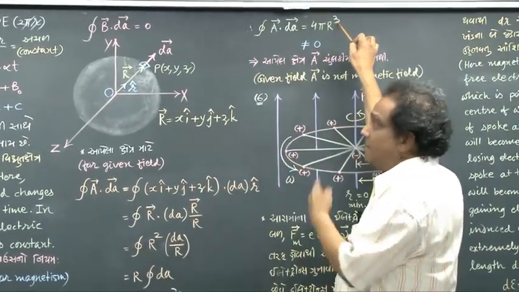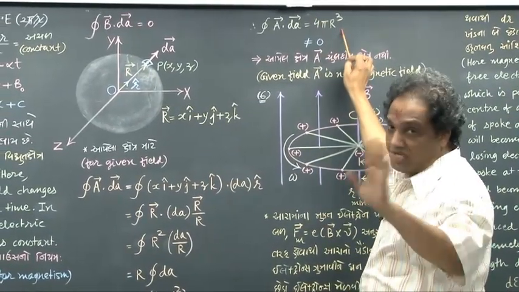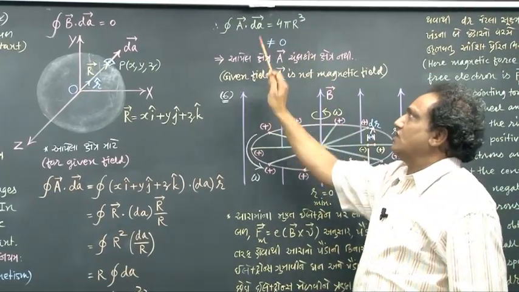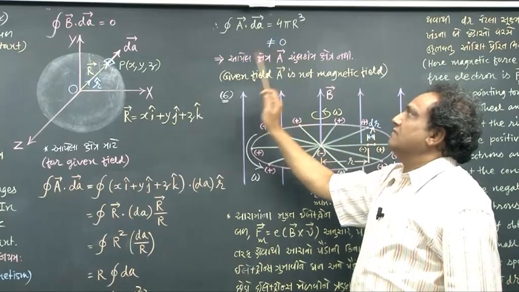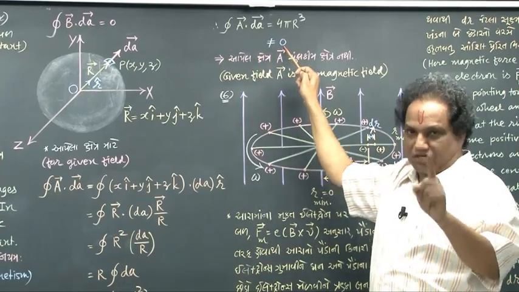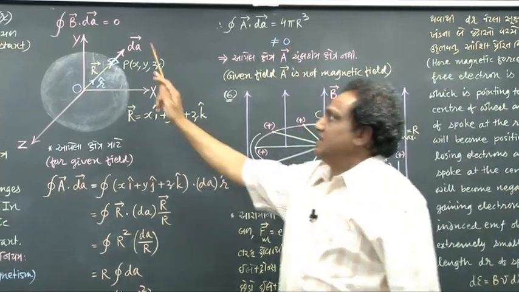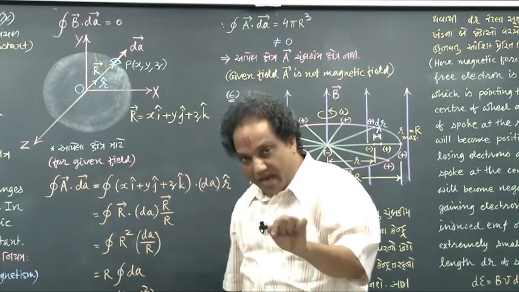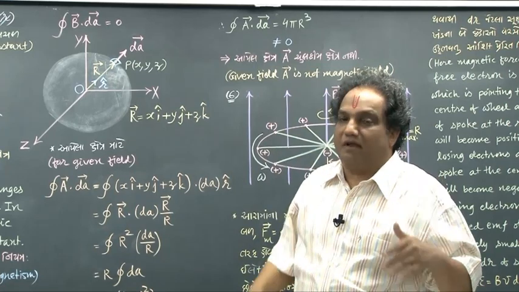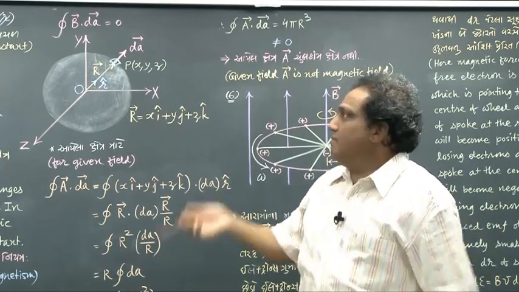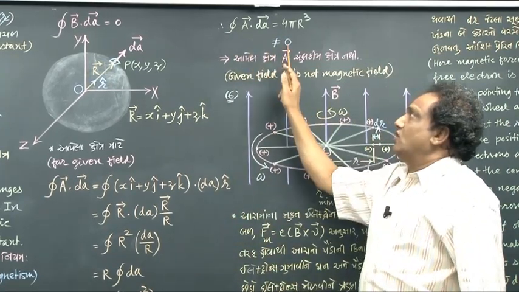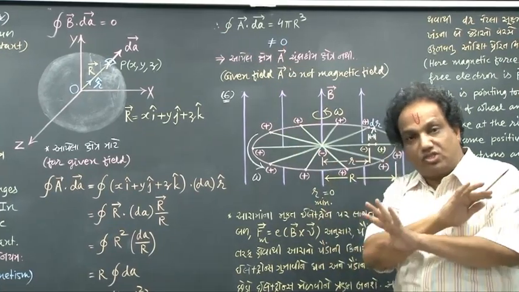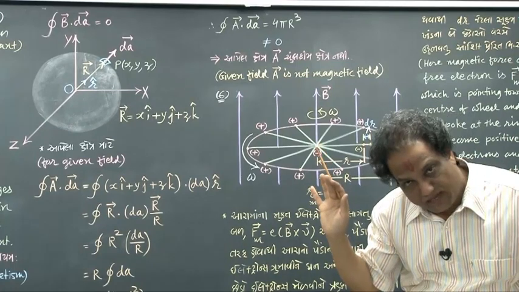Now can't you see? This term is not 0. 4 pi R cube is not 0. In short, this required term comes out to be non-zero. If such a term comes out to be 0, then Gauss law is obeyed, and the given vector field can be treated as a magnetic field. But right now this term is not 0. That is why we can say the given vector field is not a magnetic field.